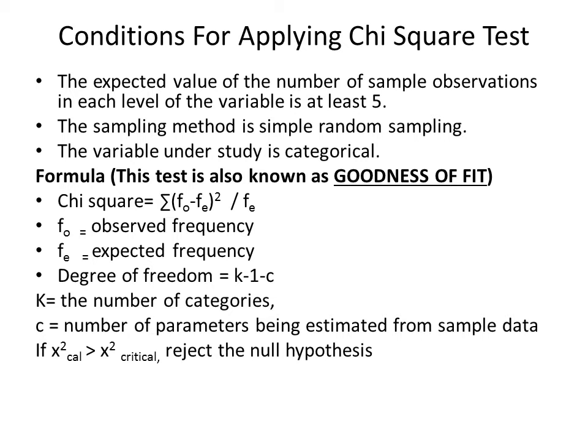The decision rule for chi-square is: chi-square calculated value should be greater than chi-square critical value. In that case, we reject the null hypothesis. I repeat, if calculated chi-square value is greater than critical chi-square value, we reject the null hypothesis because the calculated or observed chi-square value is lying in the rejection region. That is why we reject the null hypothesis.